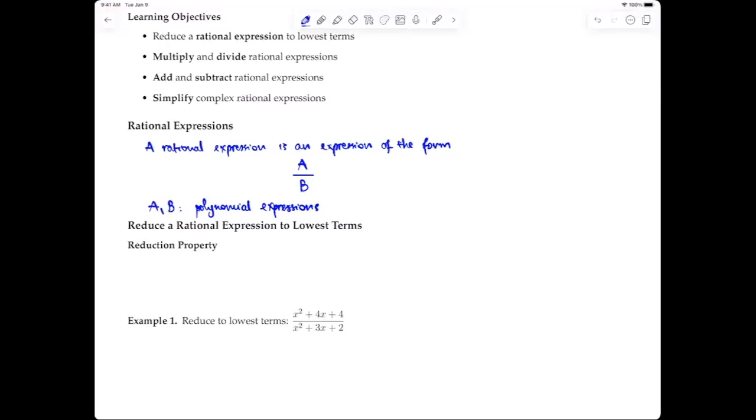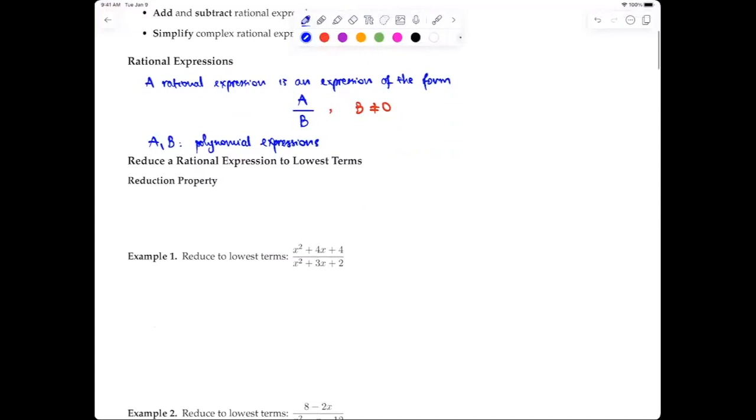Because a rational expression in a way is a fraction, we need to impose one very important condition: the denominator cannot be zero. So in this case, B is different from 0. All right, so that's the definition of rational expressions.